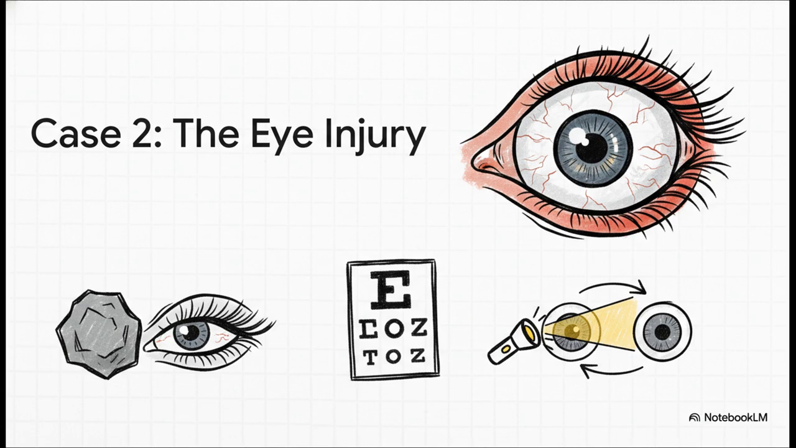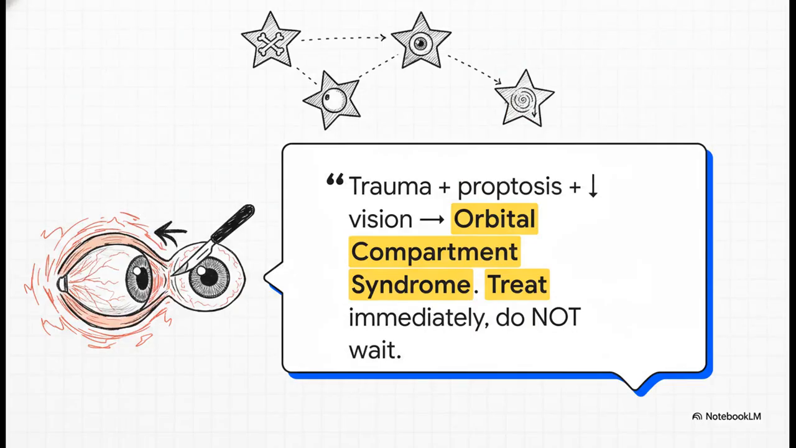This is a big-time ocular emergency. This, my friends, is Orbital Compartment Syndrome. The pressure behind the eye is building up so fast it's choking off the blood supply to the optic nerve. We're talking permanent blindness in a matter of minutes if you don't act. And just like our last case, you do not have time to wait for a CT scan. The treatment has to be immediate, orbital decompression with a lateral canthotomy.